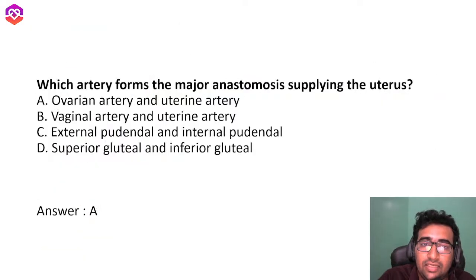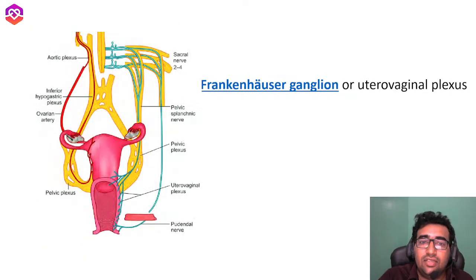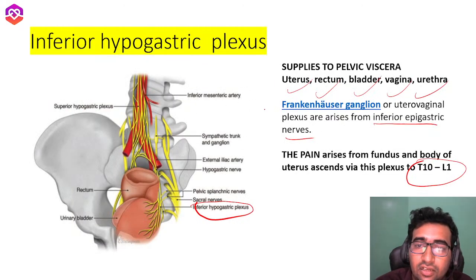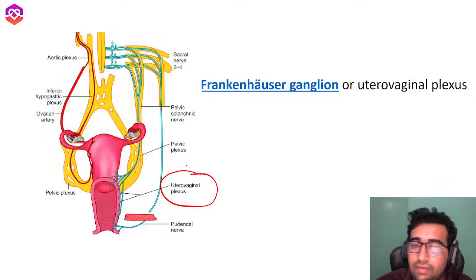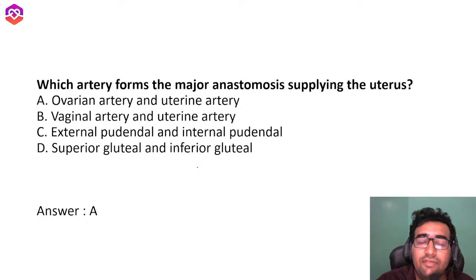Okay. And now at last, I will show you this subdivision of the inferior hypogastric plexus, the Frankenhauser or this uterovaginal plexus. You can see here, this is the uterovaginal plexus here. This is the uterovaginal plexus. Okay. More than that, I will ask some questions today.